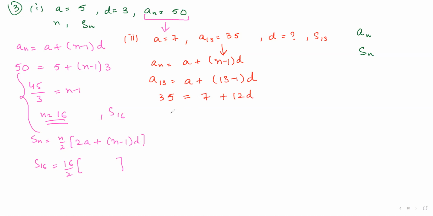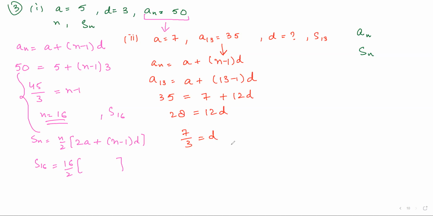35 minus 7 is 28 is equal to 12 into D. And this will be how much? 7 by 3 is equal to D, right? 4 into 7 is 28 and 4 into 3 is 12. So D is 7 by 3.